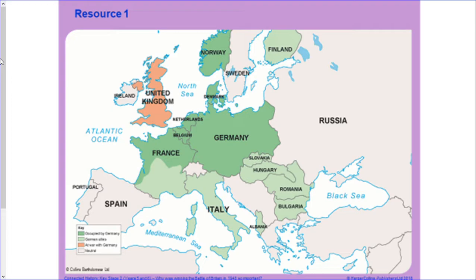So the invasion is getting closer and closer. The Germans occupy lots of different countries that are all around the United Kingdom. So well done if you wrote anything along those lines. Okay, we'll have a look at the next image now.